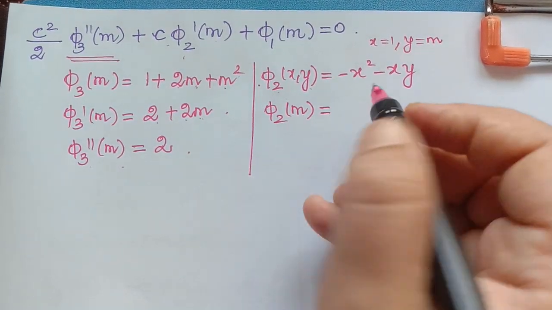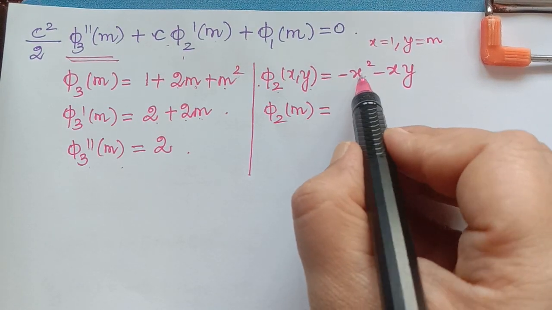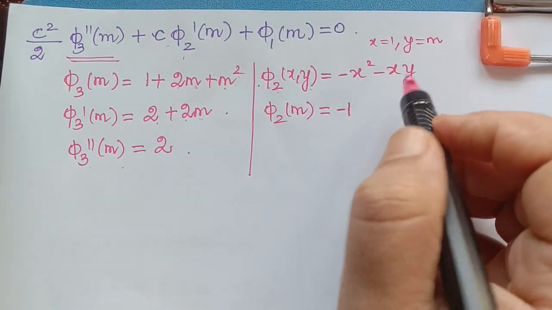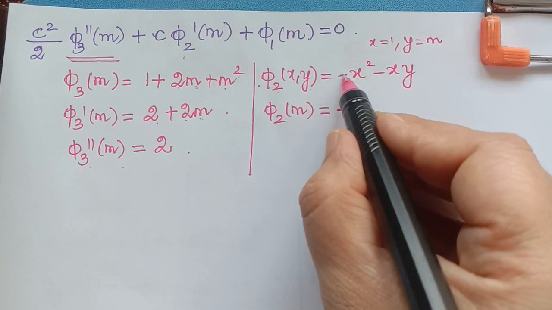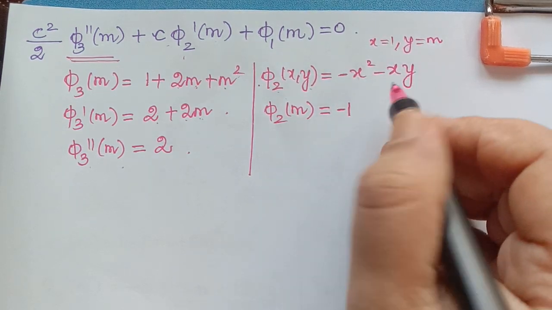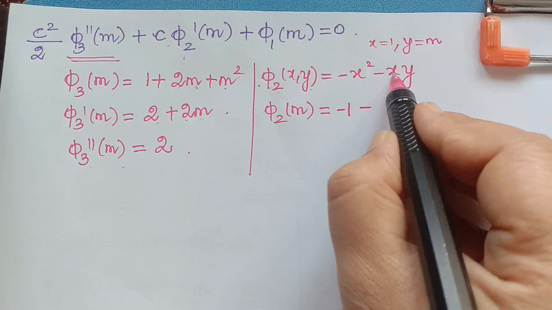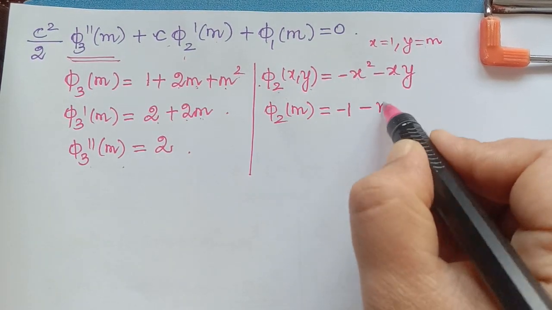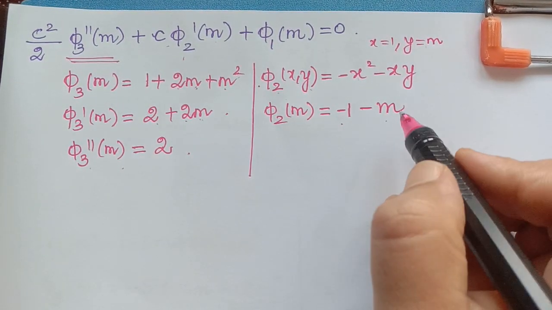So that will be equal to, when you put x as 1 here, 1 squared, so it will be minus 1, because we have this minus outside the square. And then minus x is 1 and y is m, so it will be m. So minus 1 minus m.